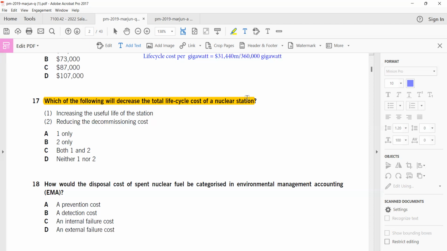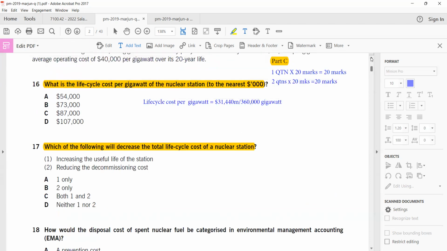The first question, when you divide the 31,440 million by 360,000 gigawatts, each and every one should do it, and let's see the answer we are getting. The examiner said we should convert it to the nearest 1,000. Paul, can you give me the answer? 31,440 million divided by 360,000 gigawatts. What answer are you getting? Tell us, so that we convert it to the nearest thousand.